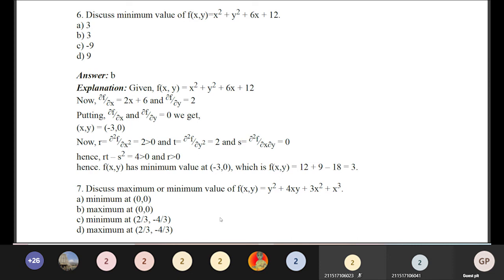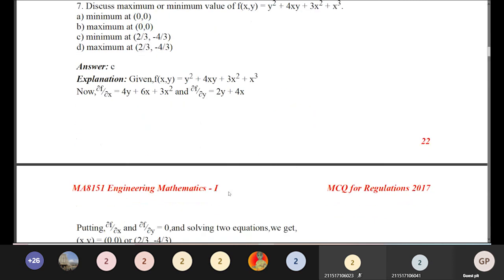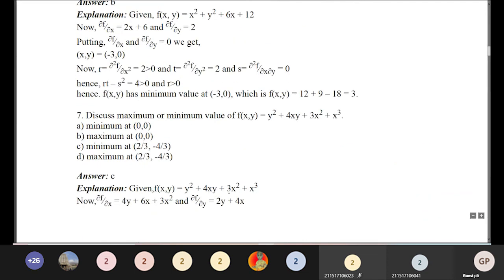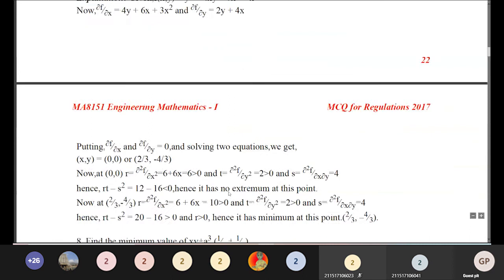Do you want me to do the problem or will you try? I will try, sir. Okay. You take the screenshot. Okay, so the answer for this problem: the point is 2 by 3, minus 4 by 3. Screenshot taken? Yeah, taken, sir. Okay, thank you.